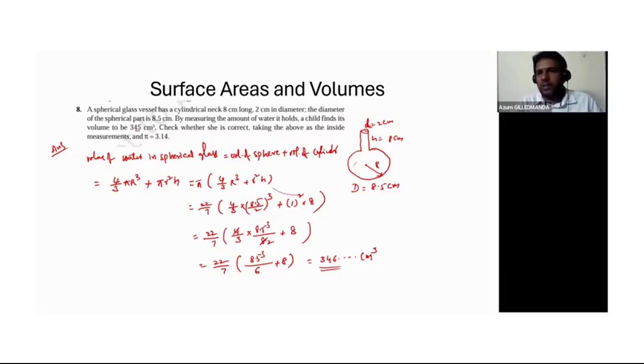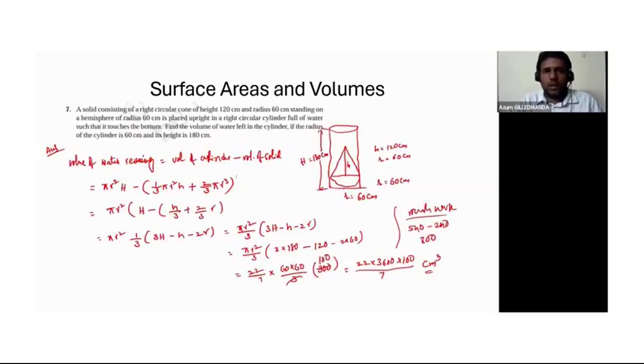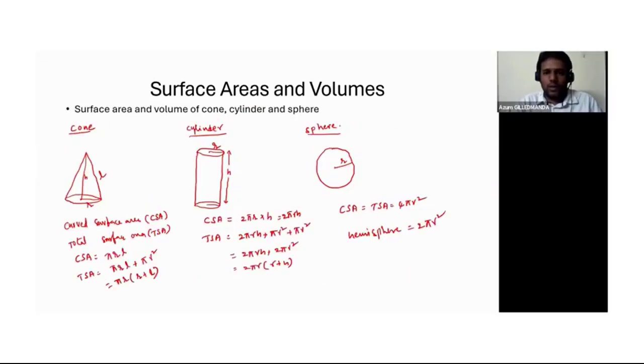So in this chapter, the key things that we learned, let me give a quick overview here, right? We looked at the surface area for cone, cylinder, and sphere. For cone, the curved surface area is pi rl. The total surface area is pi rl plus pi r square. And for cylinder, the curved surface area is 2 pi r into h. And the total surface area is 2 pi r h plus pi r square at the top, that circular shape, and pi r square at the bottom, right? And for sphere, the curved surface area and total surface area are same, that is 4 pi r square. If it is a hemisphere, which means half of the sphere, that is 2 pi r square.